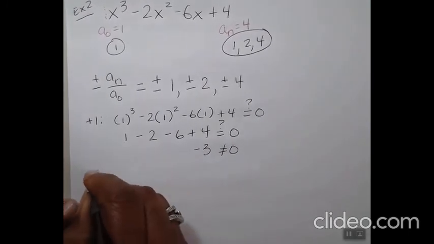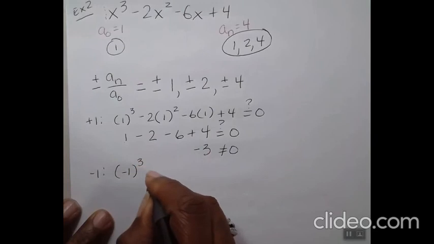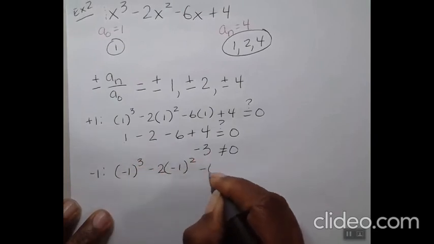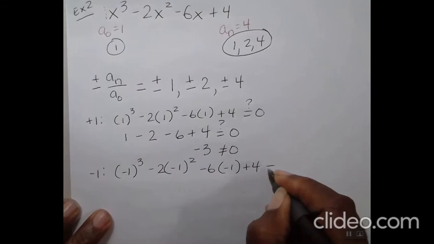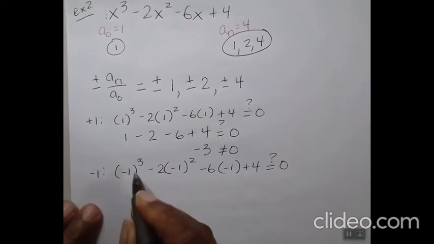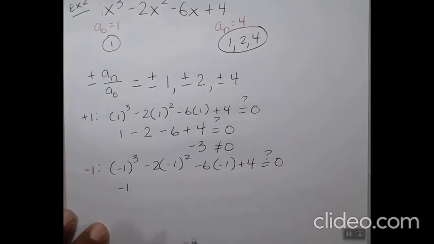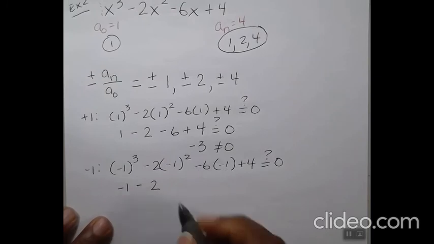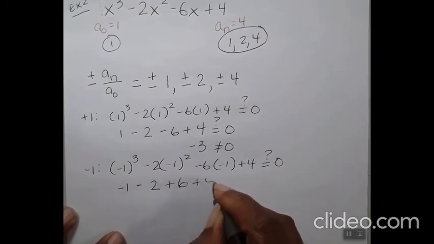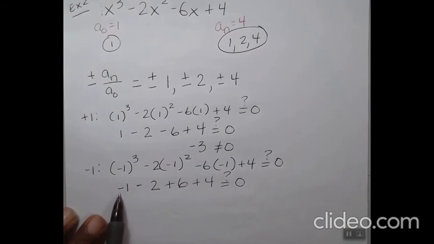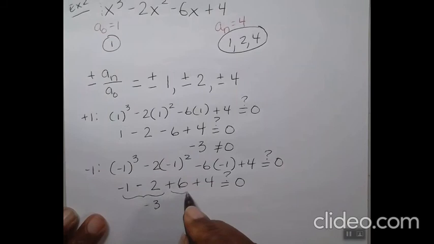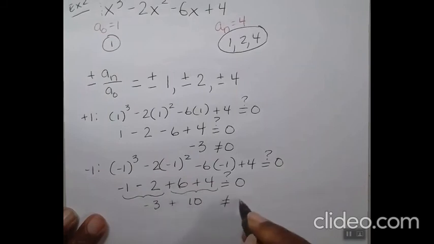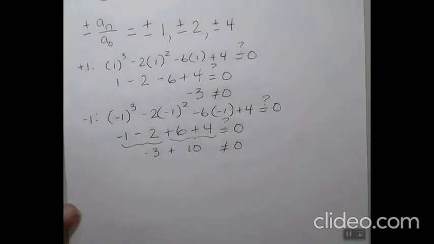Let's see if negative 1 will work. We've got negative 1 cubed minus 2 times negative 1 squared minus 6 times negative 1 plus 4. Does that equal 0? Well, negative 1 cubed is negative 1. Negative 2 times negative 1 squared is negative 2. Negative 6 times negative 1 is plus 6 plus 4. Negative 1 and negative 2 gives us negative 3 plus 10. This does not equal 0. So let's go a little bit further.